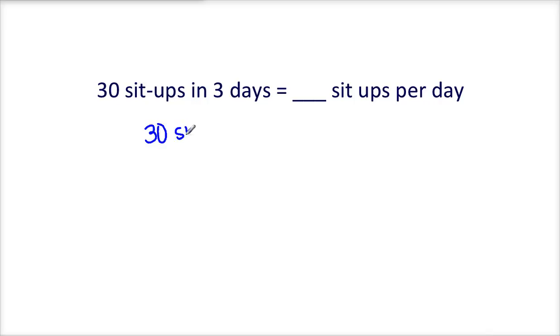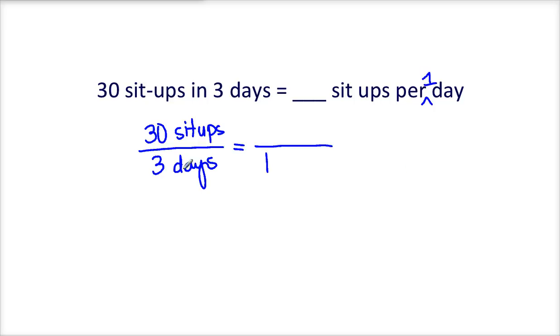So we have 30 sit-ups, and we're comparing sit-ups to days. So this would be my ratio. This is the rate that I'm working with, 30 sit-ups per 3 days. Well, I want to know the unit rate, and so we're wondering how many sit-ups per day, in other words, per 1 day. So instead of 3 days, I want to know how many per 1 day. So to get from 3 to 1, I divide by 3. 3 divided by 3 is 1.